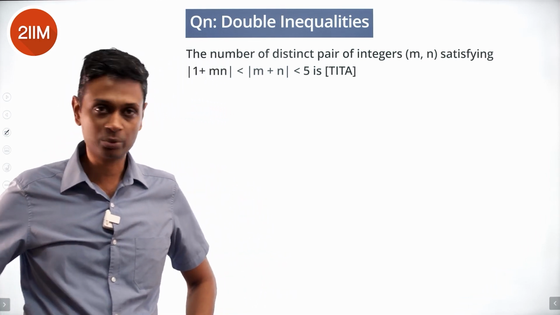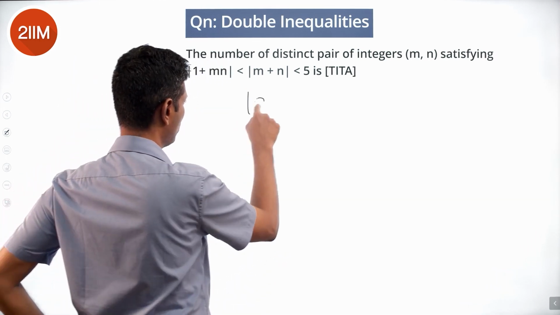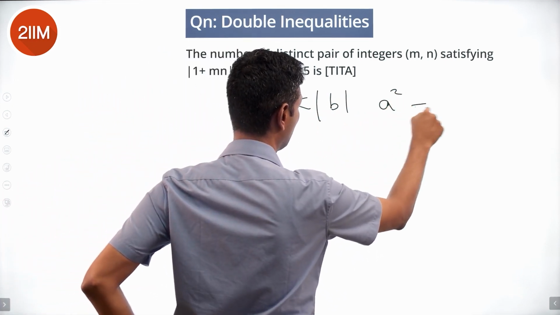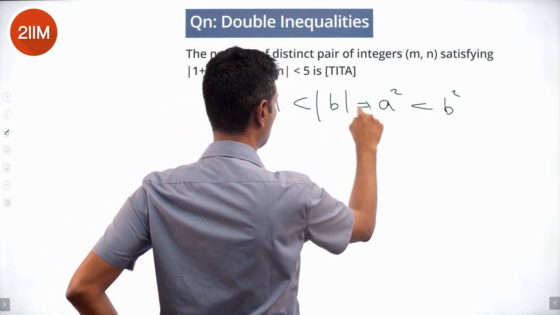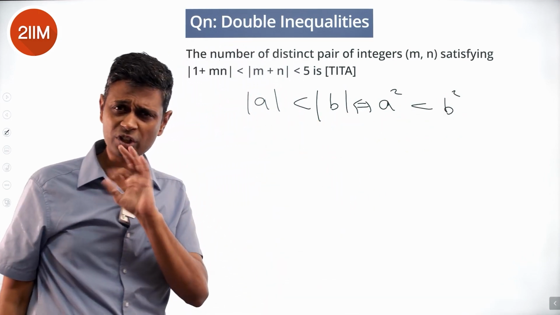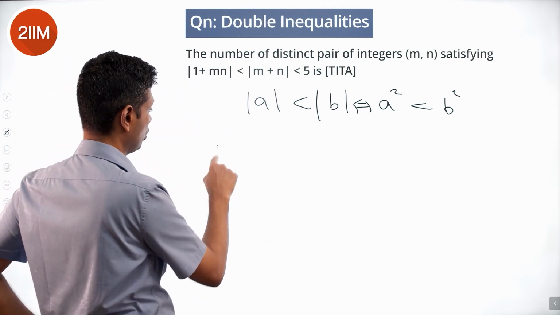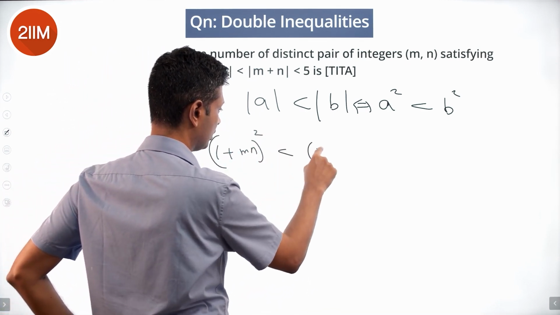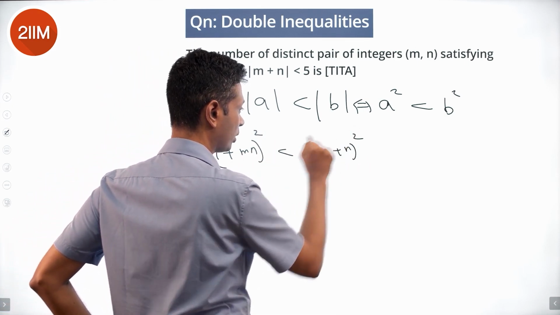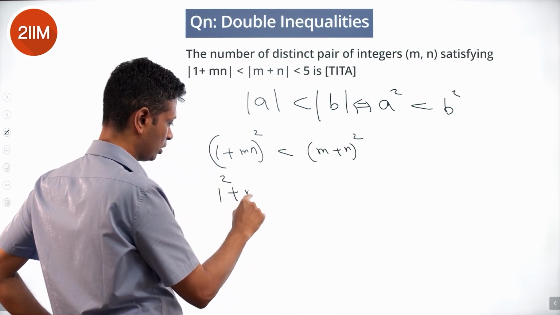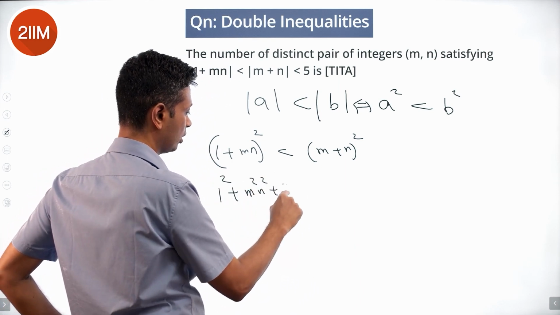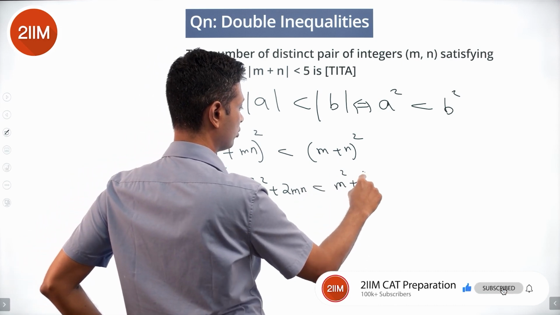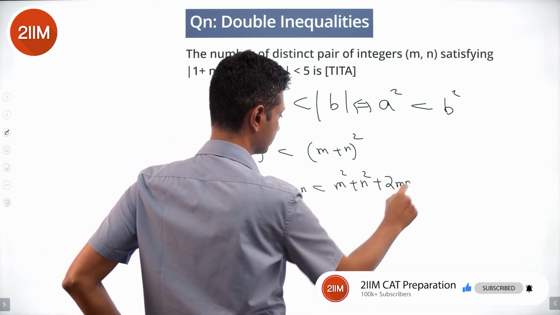I really struggled with this one. So first thing to know is mod a less than mod b is the same as saying a square less than b square. One implies the other. That's the first step to do. That means we can say (1 plus mn) the whole square is less than (m plus n) the whole square, or 1 square plus m square n square plus 2mn is less than m square plus n square plus 2mn.